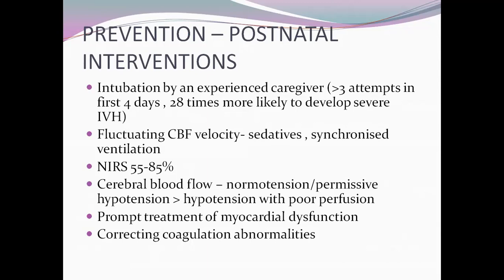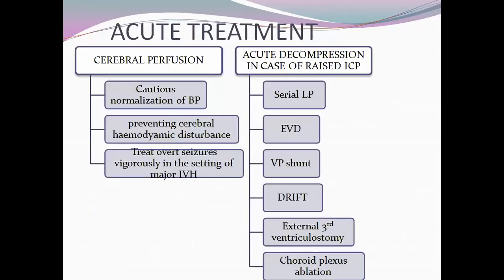And prompt treatment of myocardial dysfunction with boluses and inotropes is required. Correcting coagulation abnormalities, if any, can also help. So acute treatment is mainly to maintain the cerebral perfusion with boluses and inotropes, and preventing further progression of the bleed by taking care of sugars, electrolytes, positioning, and other things, and treating overt seizures vigorously in the setting of IVH.